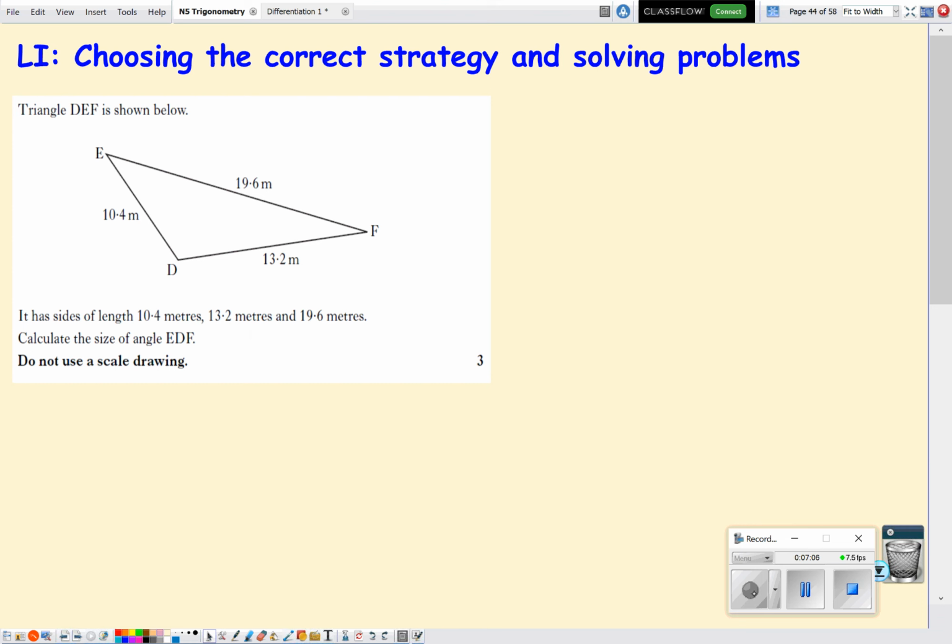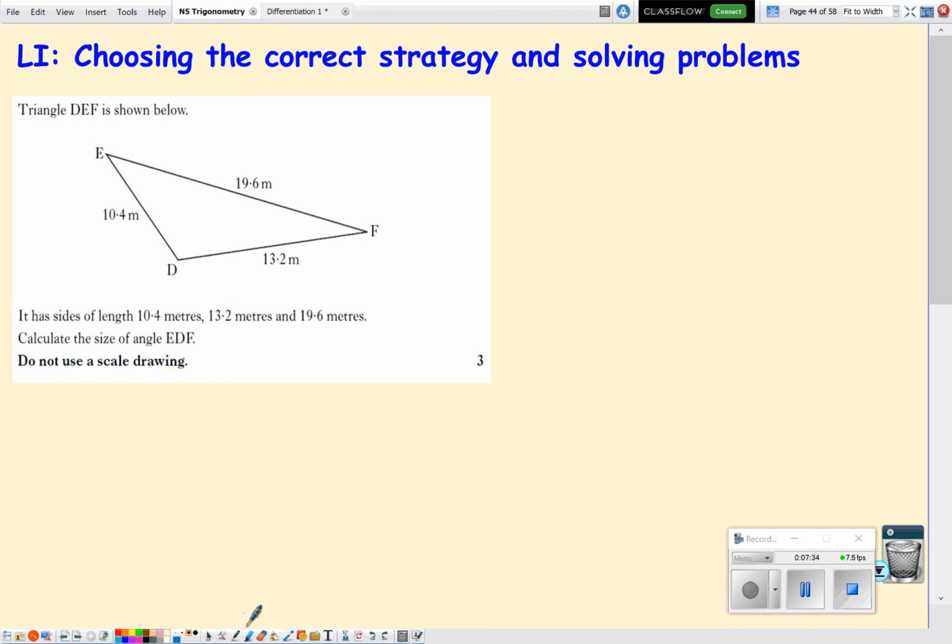Okay, let's have a little look at the solution to this. So faced with a triangle, it's a fairly plain triangle. There's no context to this. Sometimes there's buildings and boats and helicopters and all that kind of thing. So nothing to sort of sift through there. Three vertices, E, D, and F, and all three sides. Right. So calculate the size of angle EDF.